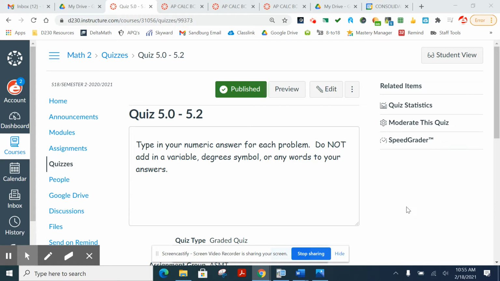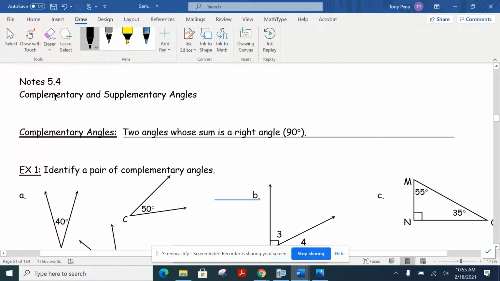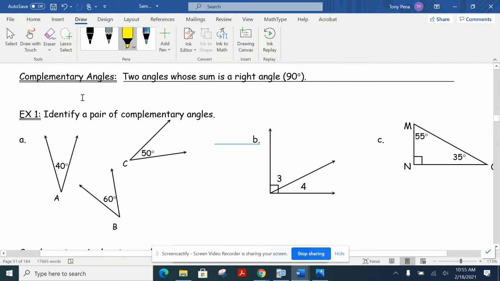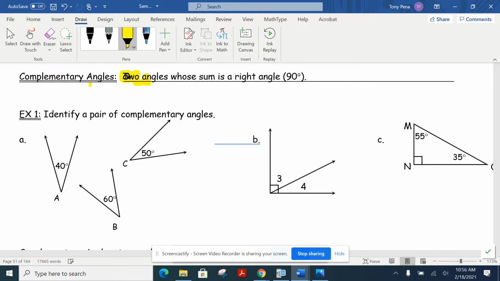So, new section. It's not necessarily new. If you look at the title of the section, complementary and supplementary angles, we have talked about that. We're just going to dive a little bit deeper into these. As a quick review, when we talk about complementary angles, keep in mind they have to be two only. So it must just be two angles whose sum, meaning when we add these two angles up, they've got to be 90 degrees.